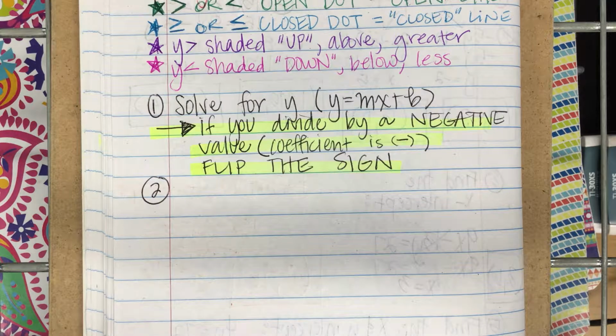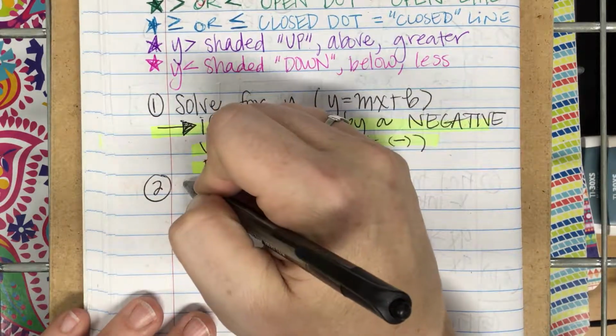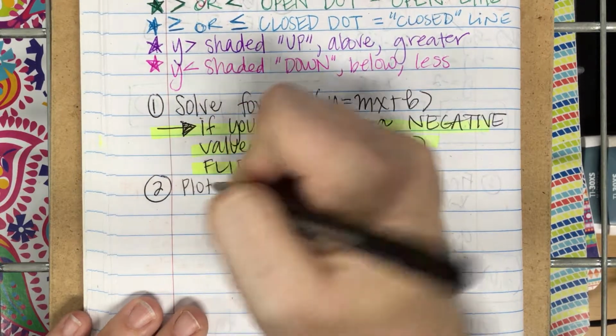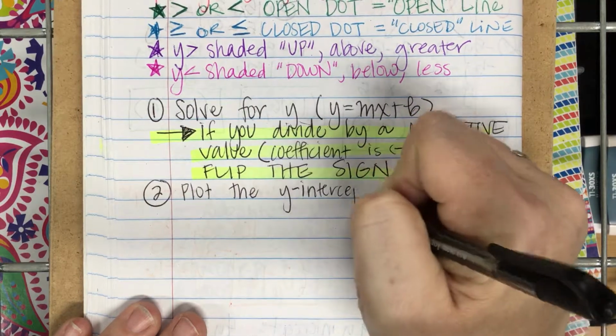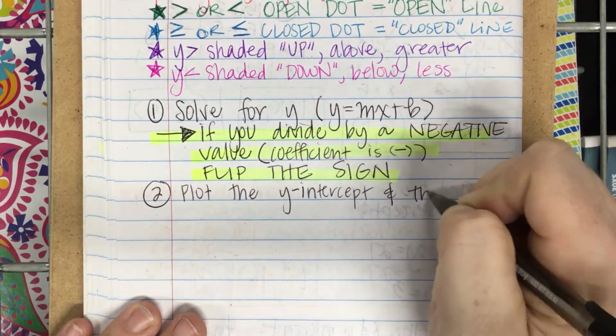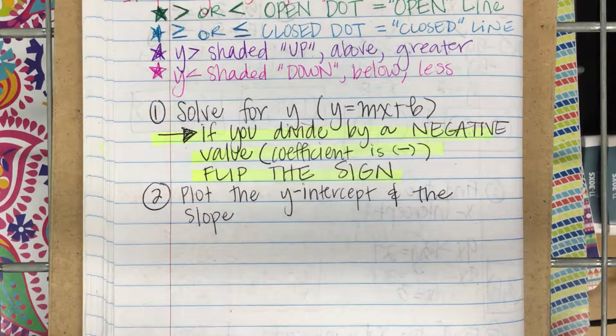If it's already in y equals, we can move on, go straight to step 2, which is plot the y-intercept and the slope. Just like we did when we graphed all of our other linear equations, you start at the y-intercept, and then from the y-intercept you count the slope, which is rise over run.